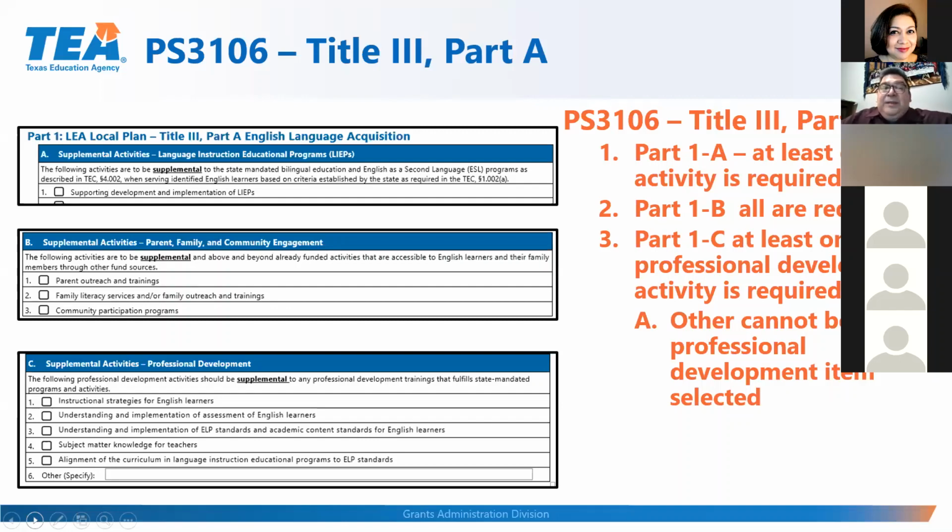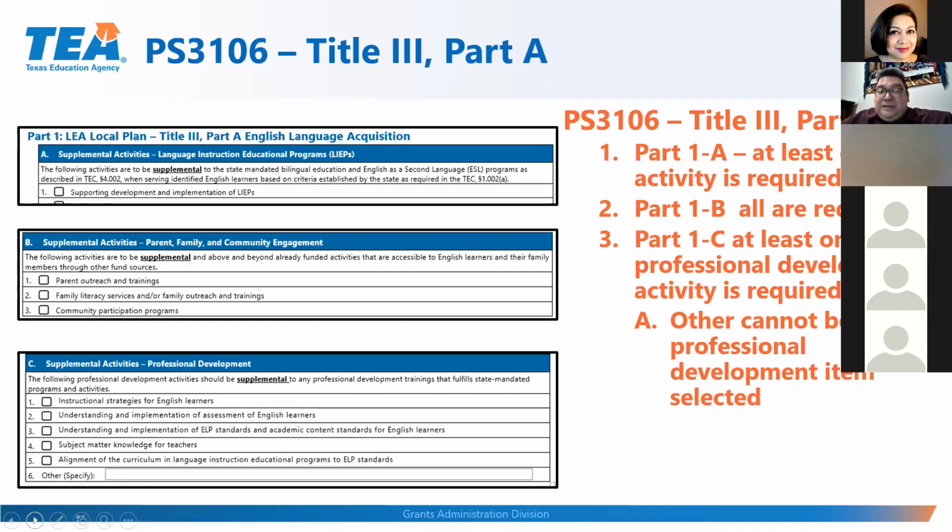For Title III, Part A, ELA, all of these activities are required that you use these funds for supplemental activities if you receive Title III, Part A. It will not let you complete the application if you only select 1 or 2. You have to select all of them.